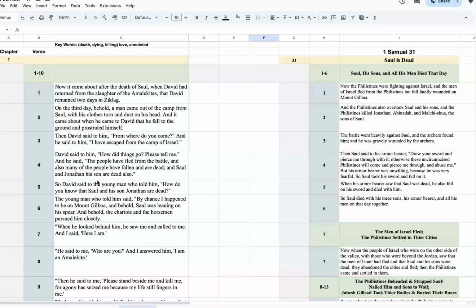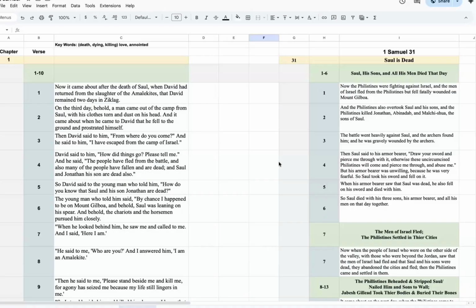I just did David laments Saul and Jonathan, kind of the same as the end, but to me it was like the culmination of it. I have David mourns the Lord's anointed and his son. So, yeah. And then that wraps up chapter 1.